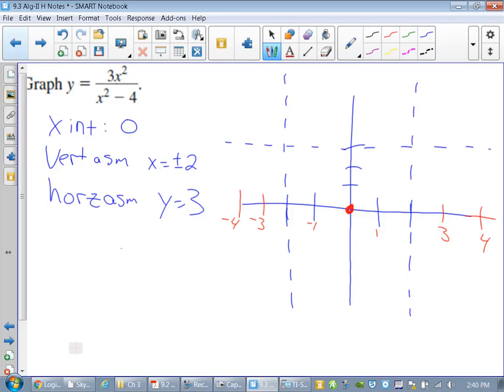So start with the easy stuff. Start with 1. What's 1 squared? What's 3 times 1? 3. What's 1 squared? What's 1 minus 4? What's 3 divided by -3? So at 1, it's -1. At -1, it's also -1.